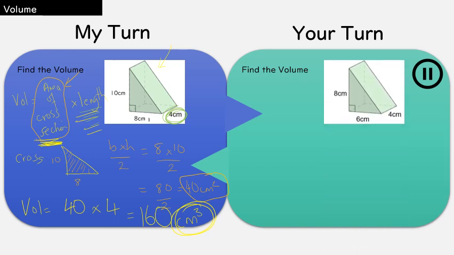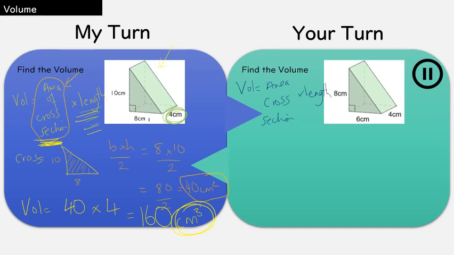Okay, so you see that pause sign there. That tells us that you need to pause the video and have a go at this one here. Let's go through the answer and see if we got it right. Remembering volume equals the area of the cross-section times by the length. So always split this up into two different problems.